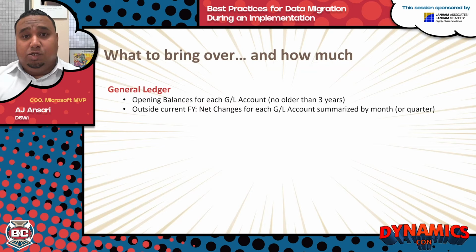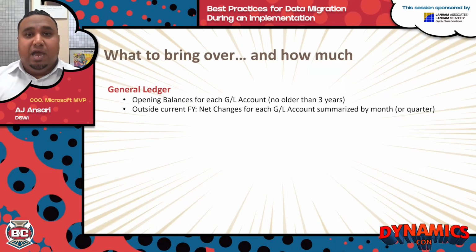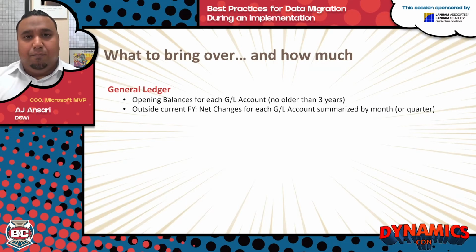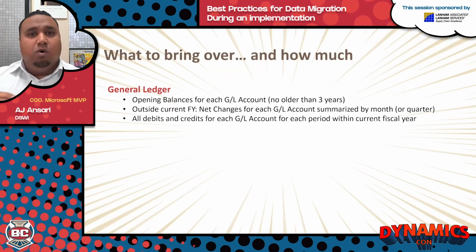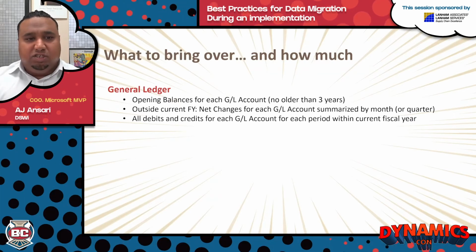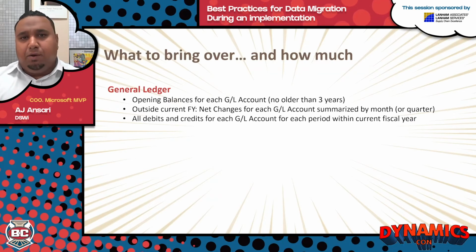Otherwise, after bringing in 24, 36 months' worth of transactional net changes, you're going to struggle to find out where the differences are, especially if there are multiple errors. So pay careful attention to that. And what you also want to do is for the current fiscal year. In my example, you're a calendar year company, right? So everything from 1/1/2020, go through your old system and just on the general ledger side, bring in every credit and every debit, essentially every transaction.